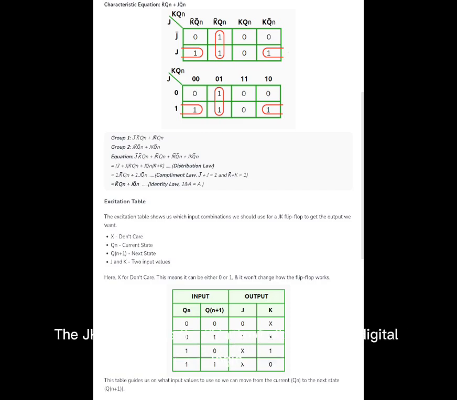Summary. The JK flip-flop is the jack of all trades in digital logic. It eliminates the invalid states of its predecessors and gives us the powerful toggle function, which is the foundation for almost every digital counter and timer you use in your technology projects today.